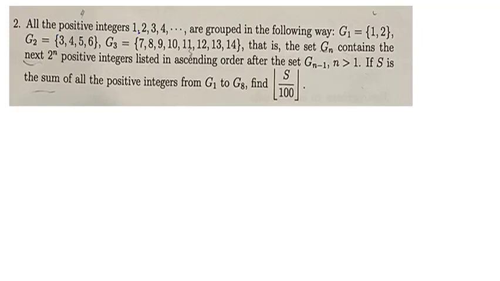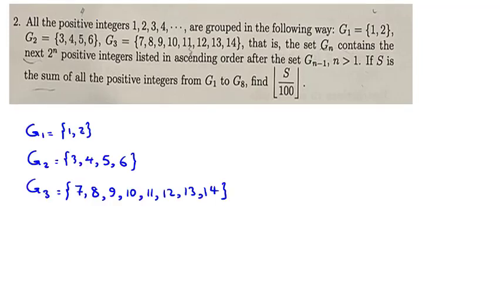So let's solve. All the positive integers 1, 2, 3, 4 and so on are grouped in the following way. G1 is 1, 2. So let me write. Okay, G1 is 1, 2, G2 is 3, 4, 5, 6, G3 is 7 to 14. It says the set Gn contains the next 2 to the power of n positive integers. So we have 2 numbers here, we have 4 numbers here, we have 8 numbers here. If you consider G4, it starts from 15, and look here, it is 8. 7 plus 8 minus 1 is 14. So here we have how many? We have 16 elements. 15 plus 16 minus 1.